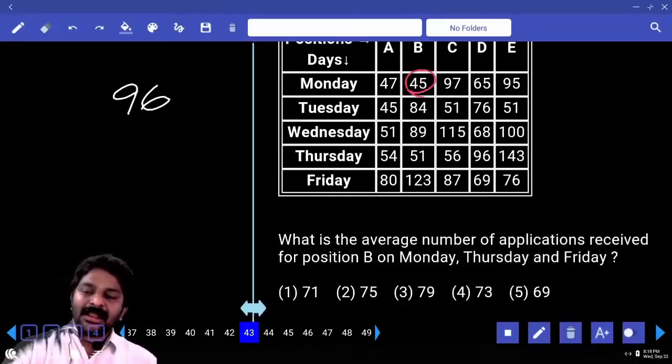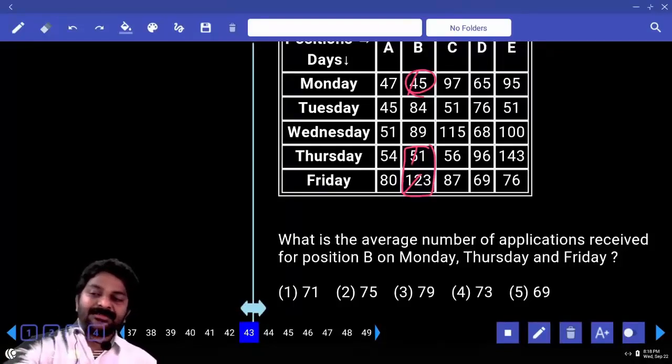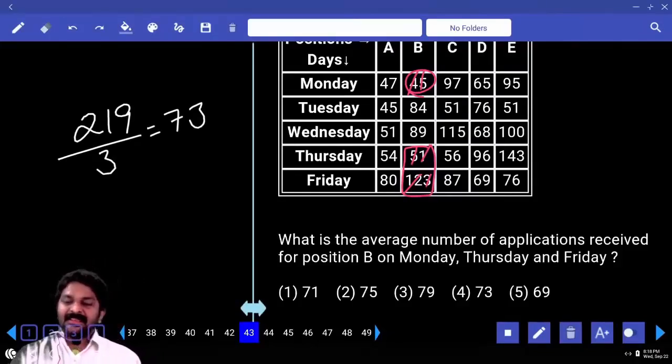Next. What is the average number of applications received for position B on Monday, Thursday, Friday? B on Monday, Thursday and Friday. Okay, come on. Add only tens places. 120, 50, 170. 170, 40, 210. Next, 5 plus 1 plus 3, that is 9. 219. Our question is to identify the average. 7, 3, 73. Fourth option.